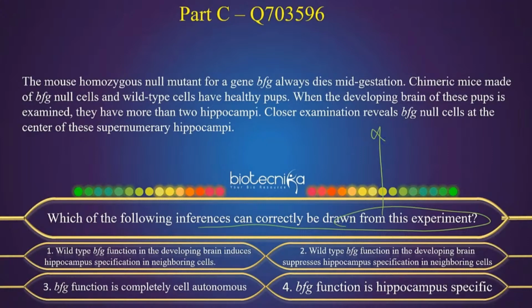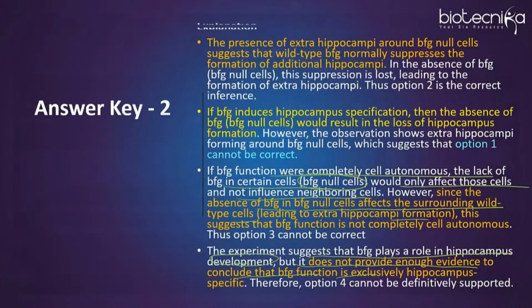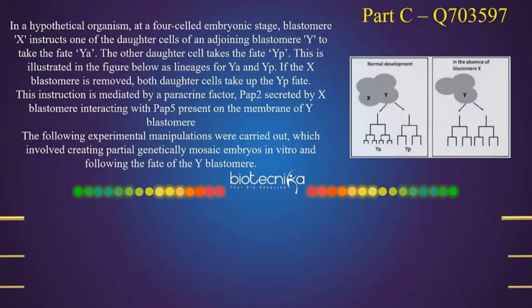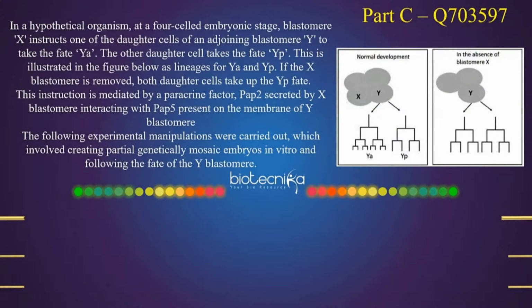Since this experiment is not providing any results or observation about the other things which BFG can do, we cannot definitely conclude about this. But this can be definitely concluded, because if BFG is not there, they are not able to suppress the hippocampus surrounding it, because of which the supernumerary hippocampus is developing surrounding it. Okay. So yes, this was a kind of twisted question and it needed some deep analysis. Anyways, the next question is not that difficult.